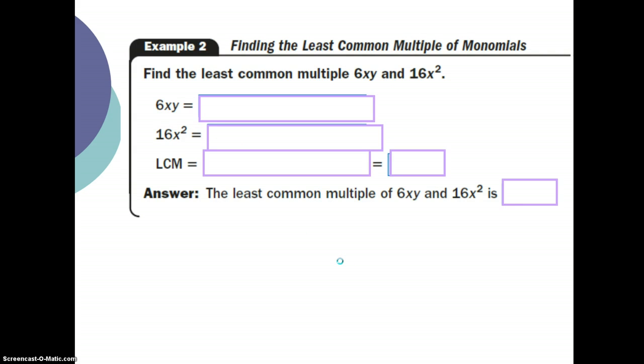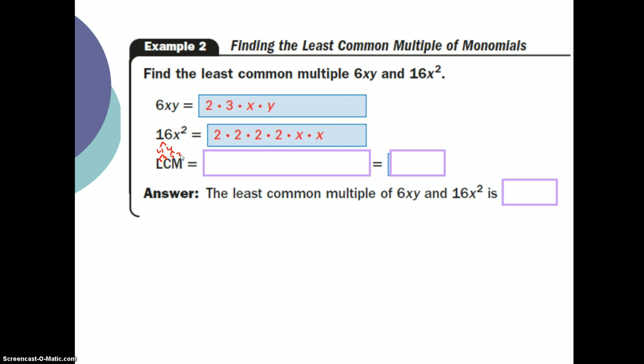Find the least common multiple of 6xy and 16x squared. I think the easiest thing to do with monomials is, first of all, expand them. So 6 is 2 times 3 times x times y. 16 is 4 and 4, which is 2 and 2 and 2 and 2, so four 2's, an x and an x. What's in common? A 2 and an x.